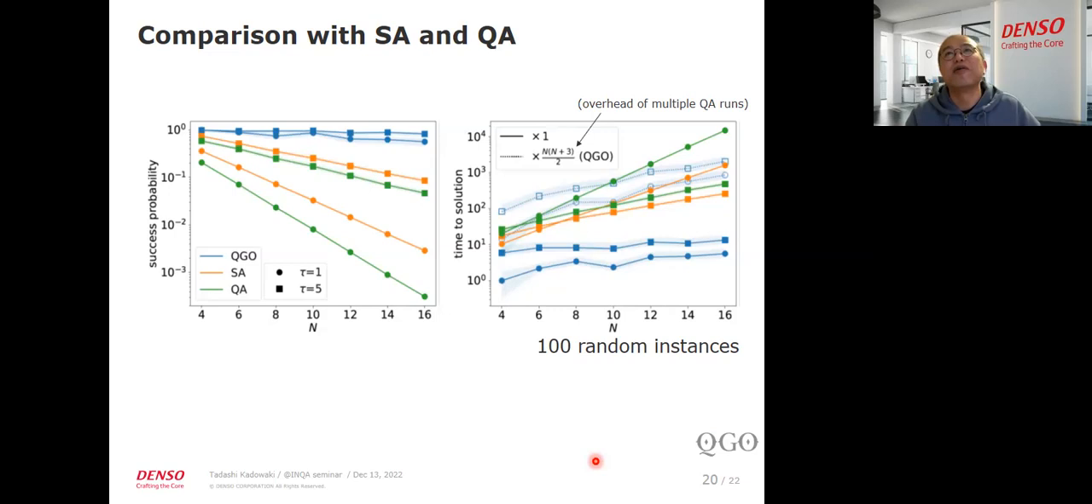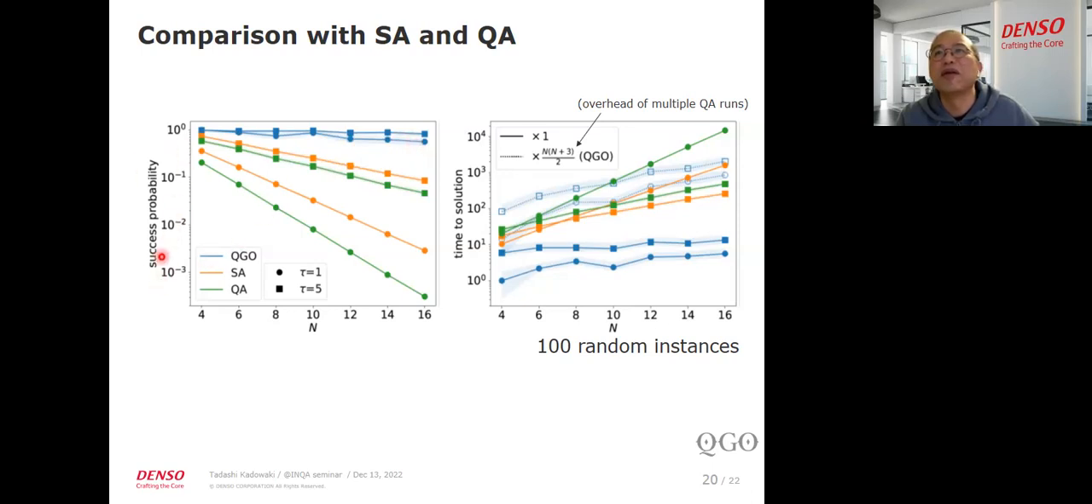So now we have an algorithm. We tested the performance against simulated annealing and quantum annealing. We are interested in the shorter annealing time, and we know in such a situation, simulated annealing and especially quantum annealing don't work well. So you see the success probability quickly decreases depending on the size of the problem for quantum annealing or simulated annealing. But QGO is designed for shorter annealing time, so we see pretty good performance in QGO.